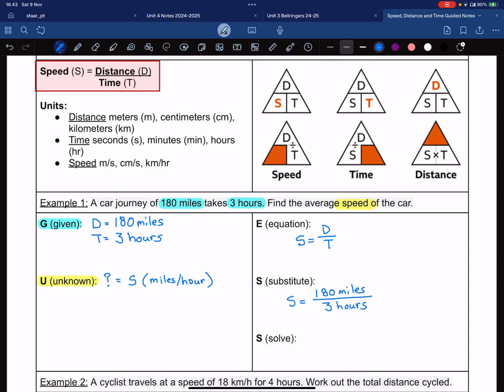I'm going to solve my problem. 180 divided by 3 is equal to 60. Okay, so that's the numbers part. And then my units are miles per hour, just like in your car or truck.